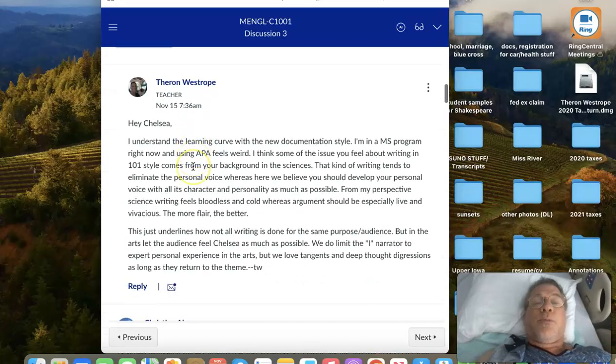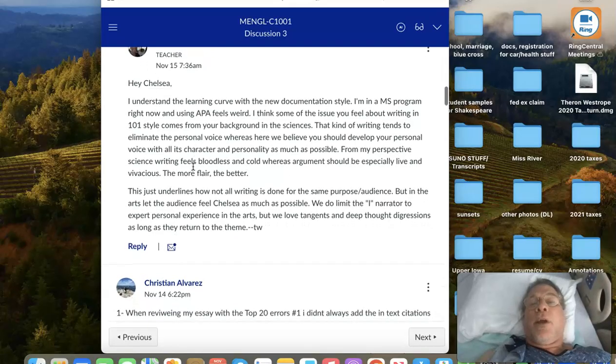So I wrote to her this morning, hey, I understand the learning curve with the new documentation style. So she uses APA a lot instead of MLA. But right now I wrote, I'm in an MS program, so I'm studying to be a clinical counselor right now. And I have to use APA, and it feels weird, right? I think some of the issue you feel about writing in 101, Chelsea, comes from your background in the sciences.